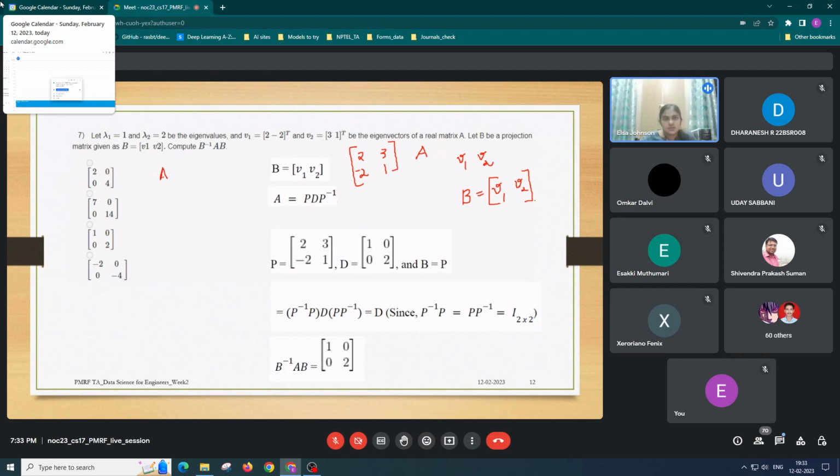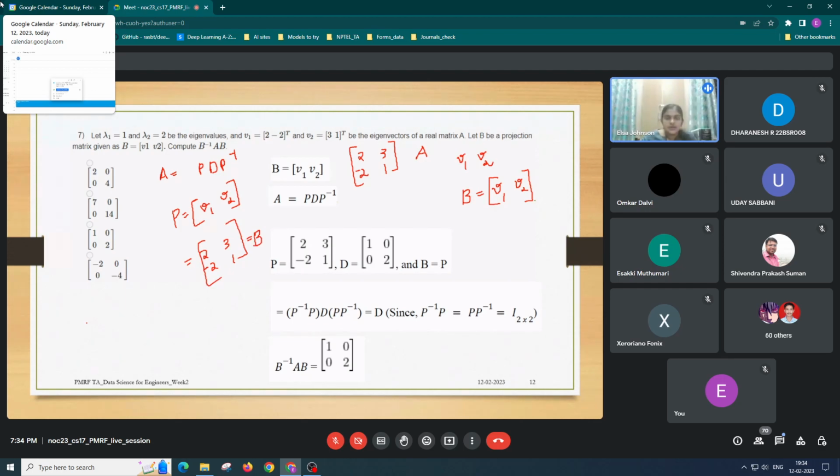So I'll start with, I have given the steps there also. So A is usually, you might have learned this one, P D P inverse. So how to form that? The matrix P is a combination of the two eigenvectors. It's a matrix formed from two column vectors. So you'll be getting 2 minus 2 and 3 1. So this is similar to B itself.